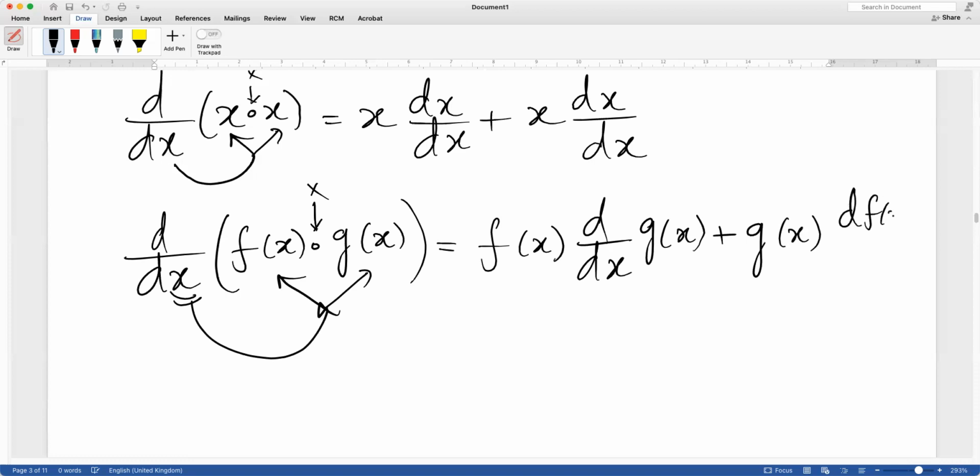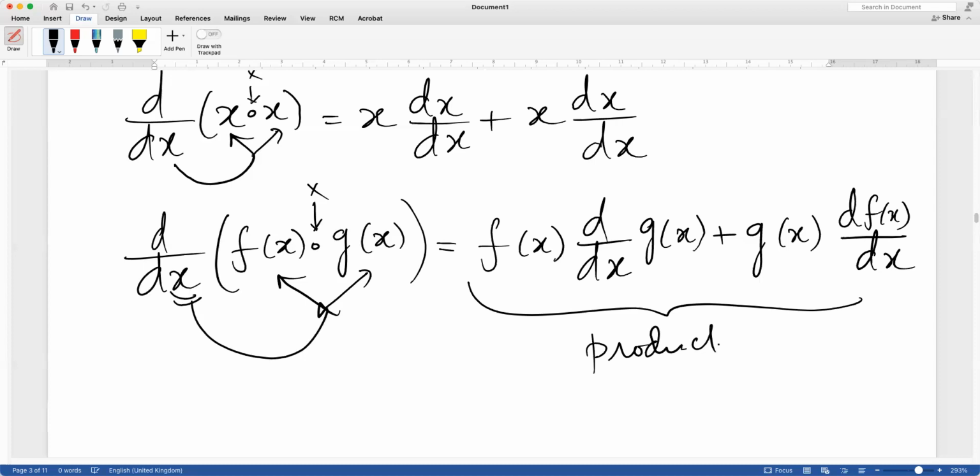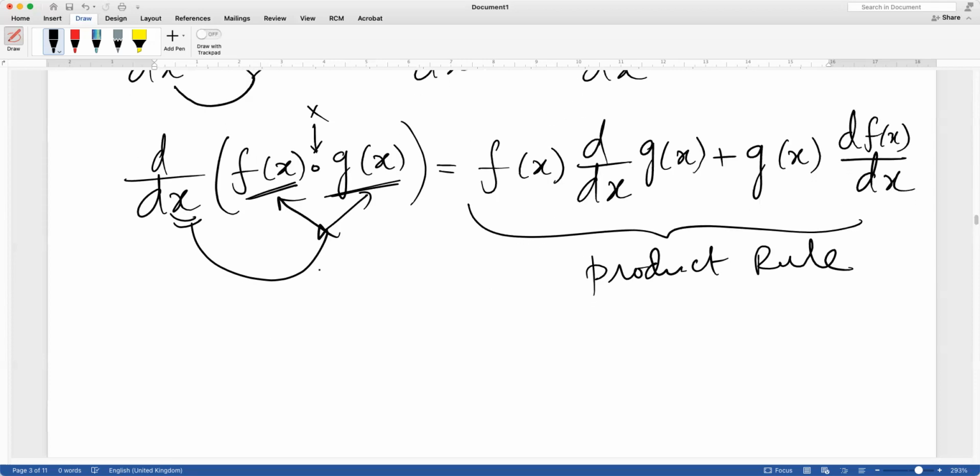Yes, sir. d by dx of f of x. People call that a kind of product rule. Product means multiplication, and we call that a product rule. But actually, this is happening because the differentiating variable is a function of both the quantities which are getting multiplied in the operand. That should be the idea.